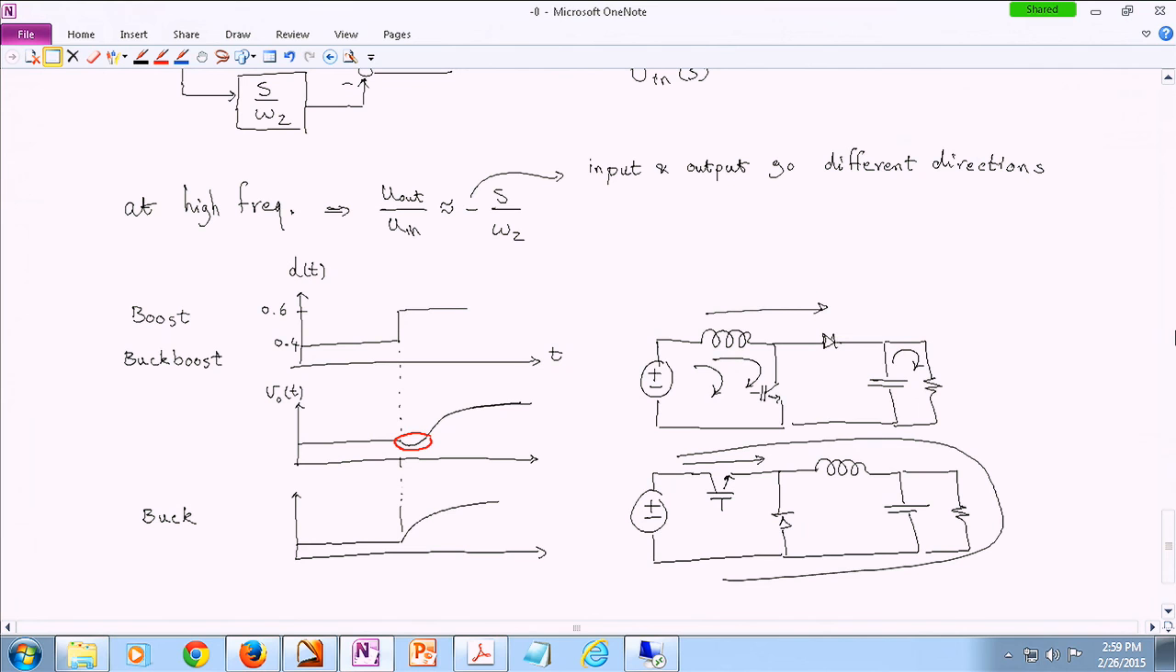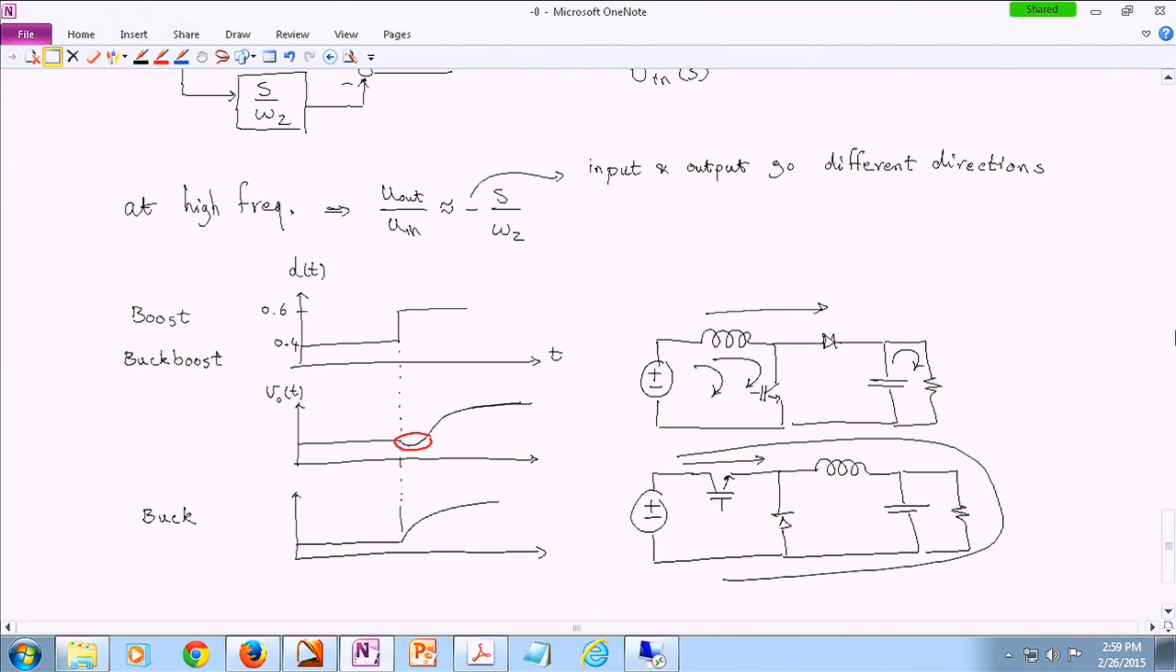All right, any questions? So this was a little bit of a definition and discussion about the right half plane zero. I just wanted you to be familiar with this, because some of the power electronic converters exhibit an instability problem that is rooted in this right half plane zero. So this is why I talked about it.